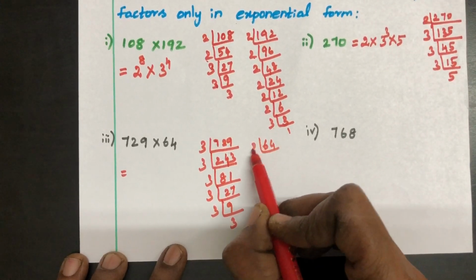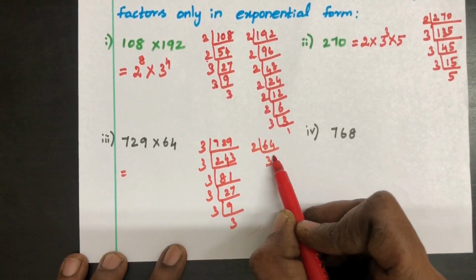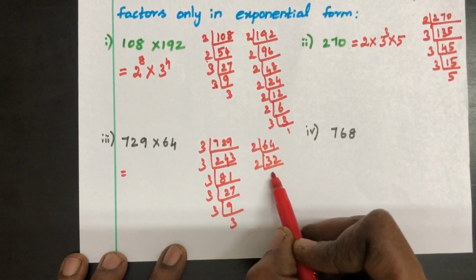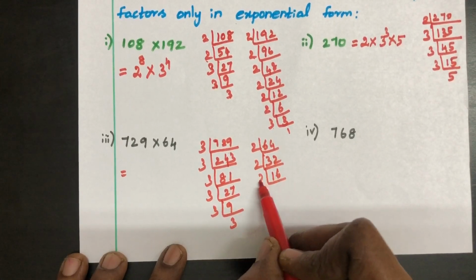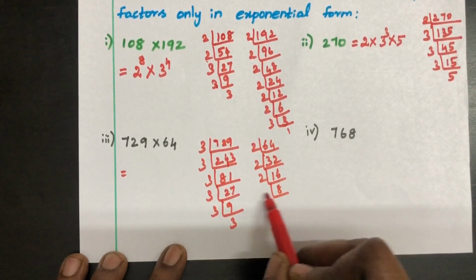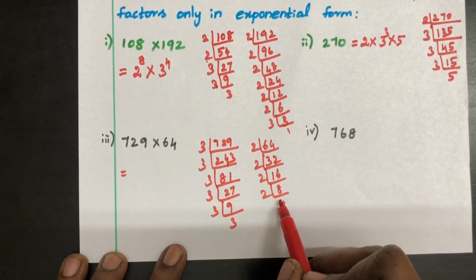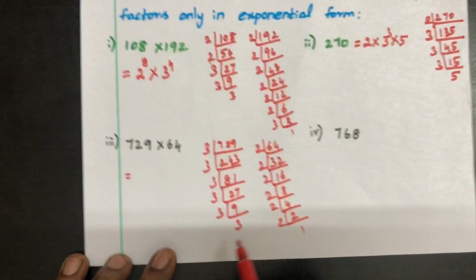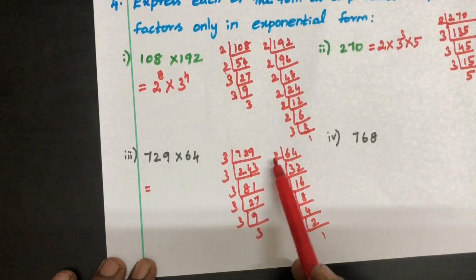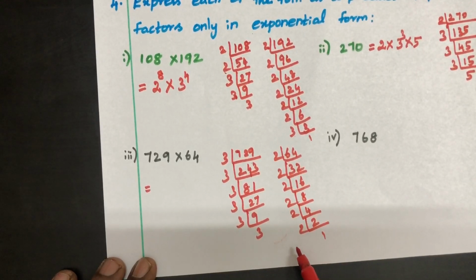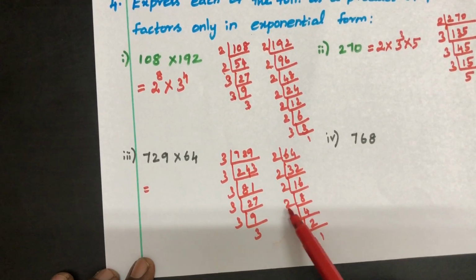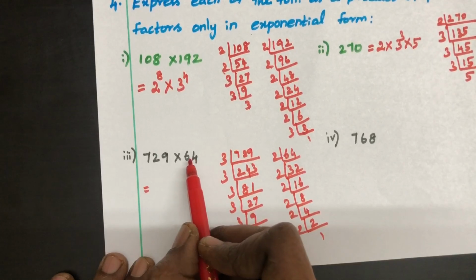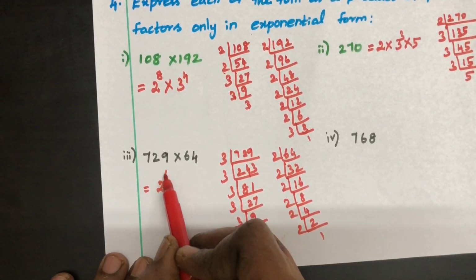64 can be divided by 2 3 times, 2 times. 2, 1, 6. Again 2. 8 times. Again 2. 4 times. Again 2. Okay. Now we need to see how many 2's are present here. 1, 2, 3, 4, 5, 6 times. So for this 64, 2 power 6.